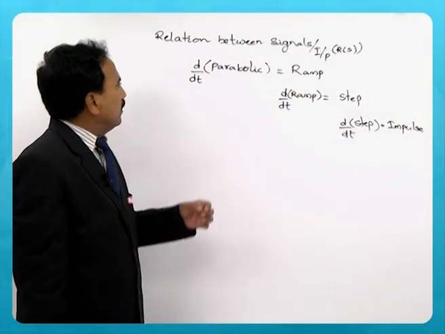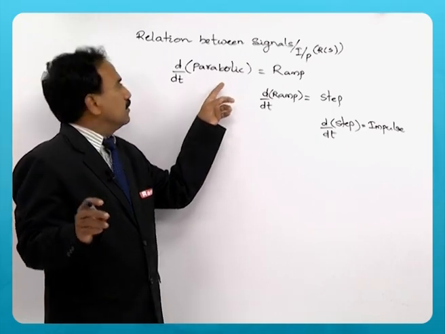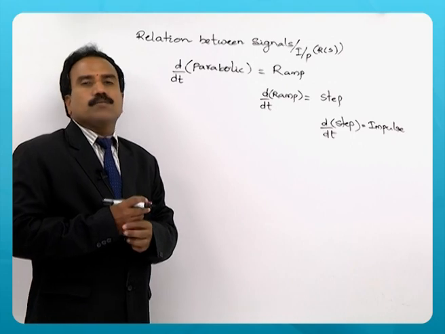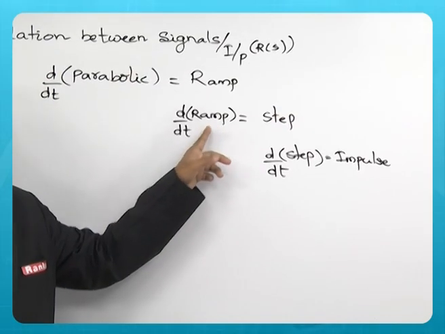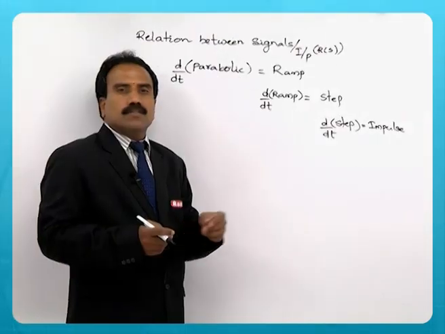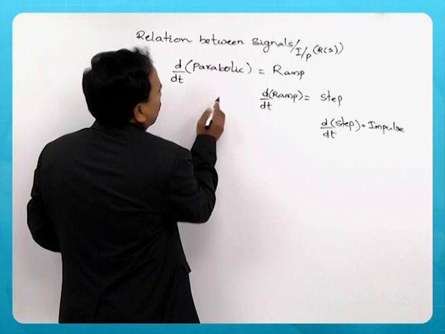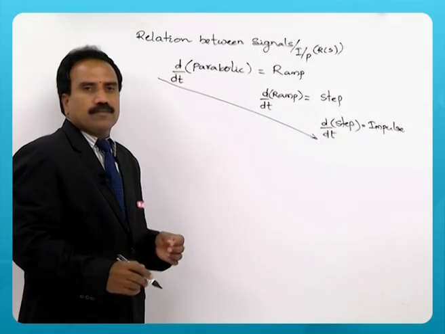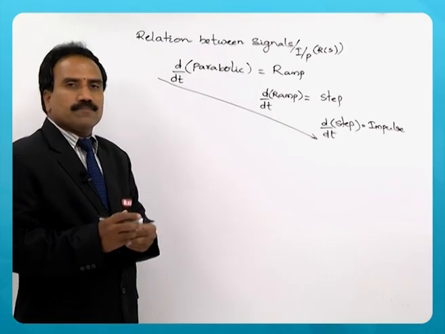So, this is the way. If you know the response for a parabolic input, then you differentiate this, you will get the response for ramp. If you know the ramp response, differentiate it, you will get the step response. That way there exists a relation between all the four signals. So, d by dt and then you get impulse.